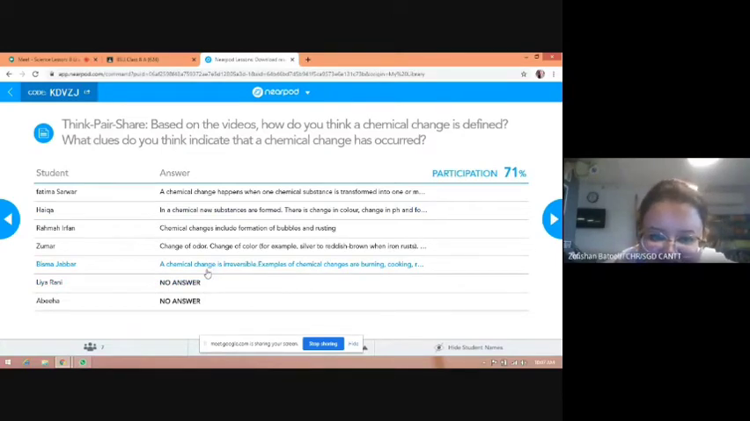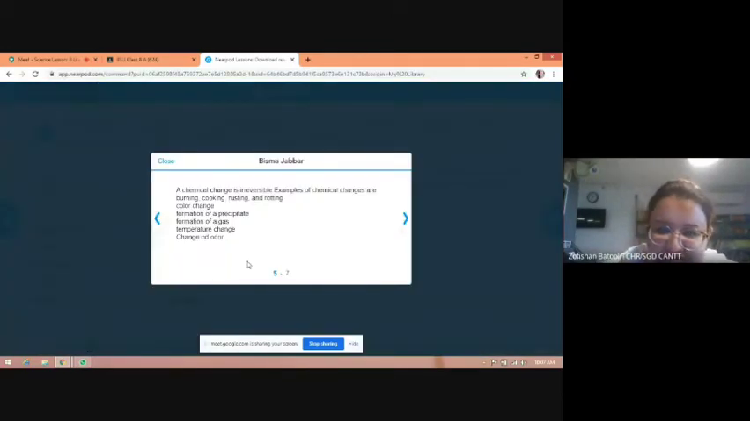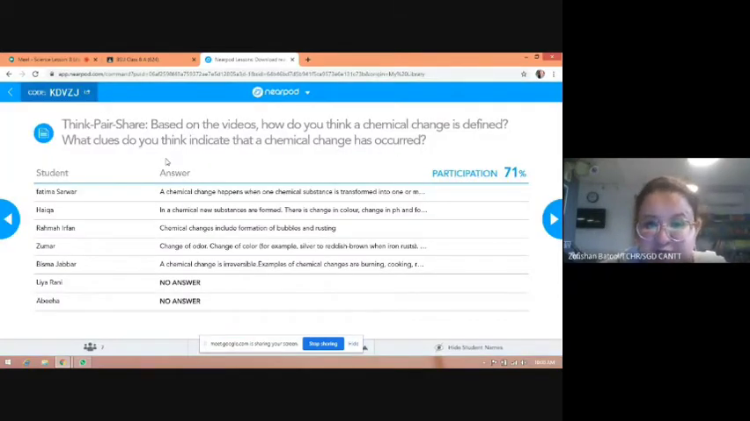Okay, so Bisma is saying that a chemical change is irreversible. Examples of chemical change include cooking, burning, rusting, rotting, color change, formation of precipitate, formation of gas, temperature change. Yes, exactly. Temperature change. And change of odor. Odor is like the smell, it changes. Because properties of the new substances are different from the properties of the previous substances. That's why it changes.